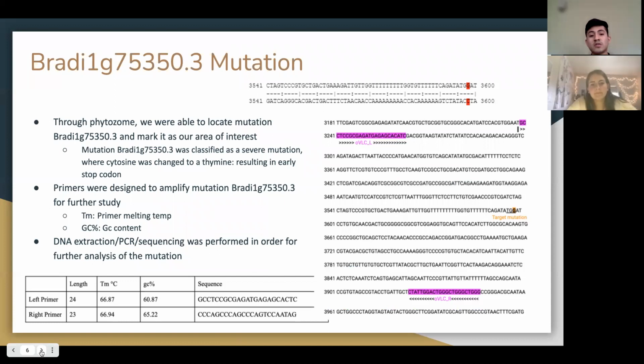So to further study this mutation, we created primers around that target mutation. As you can see here on our GMAP, we have a left and right primer, where our left primer is 345 base pairs away from the target mutation, and our right primer is 345 base pairs away from our target mutation.